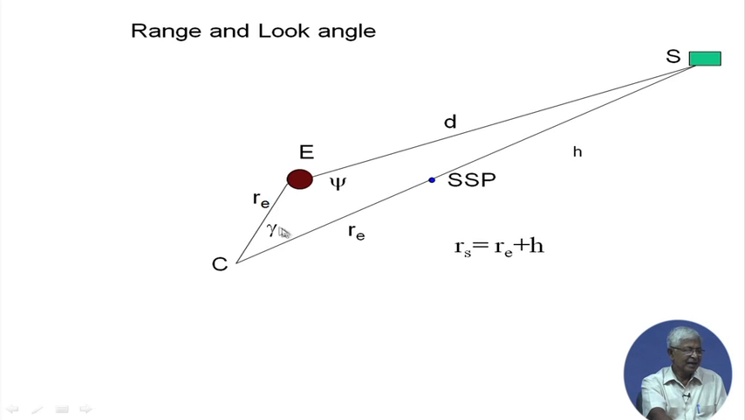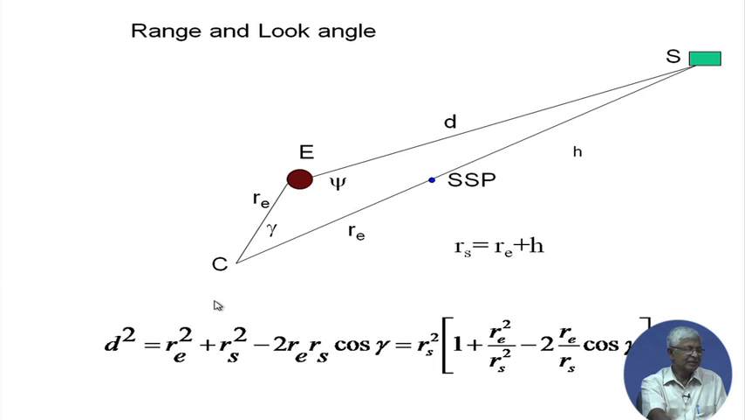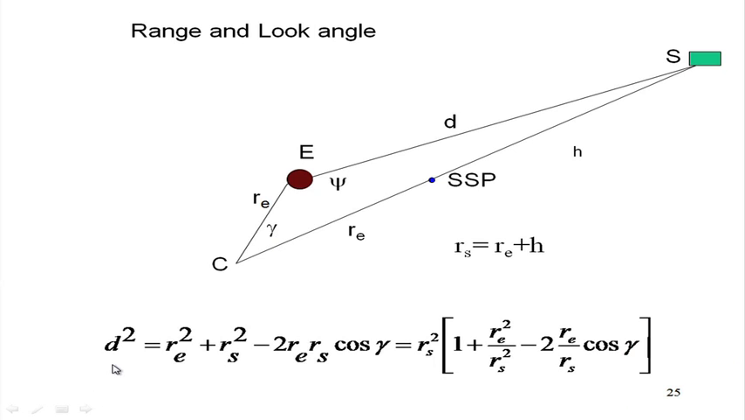So, in a triangle, to find out one side of the triangle, we can use the other two sides and the angle made by them, and those standard formulas are d square is r e square plus r s square minus 2 r e r s cos gamma. Now, if we take the r s square outside, then this same expression can be given as r s square times 1 plus r e square by r s square minus 2 into r e by r s cos gamma. Just r s square is taken out. We will see the implications of this.